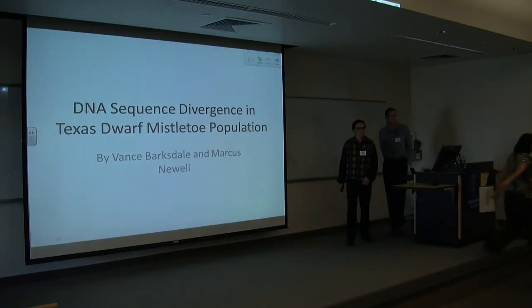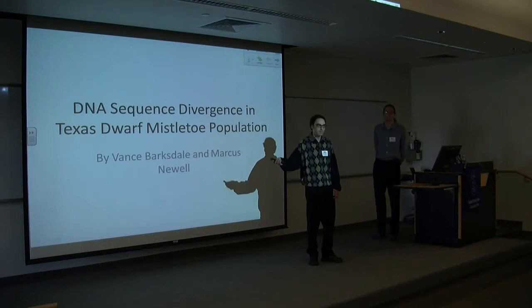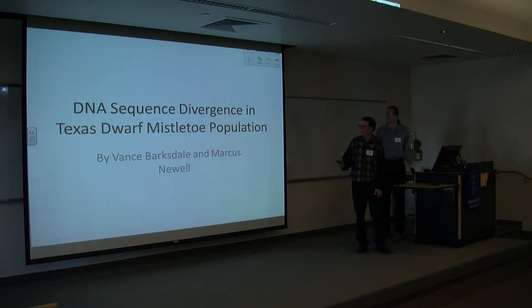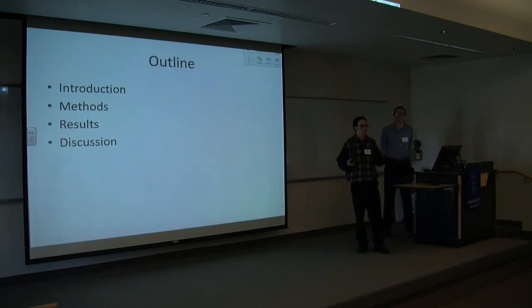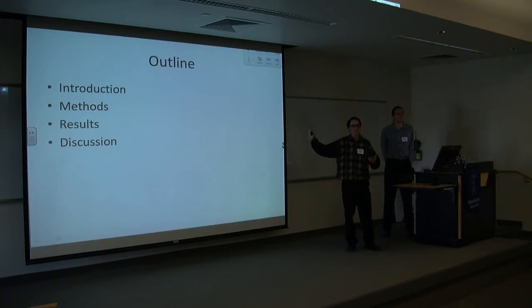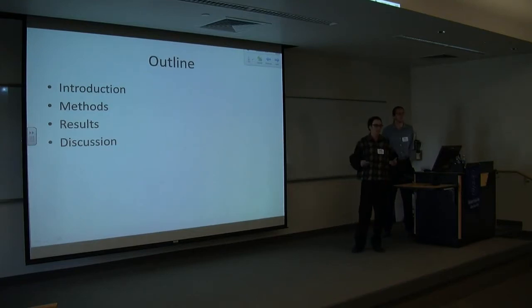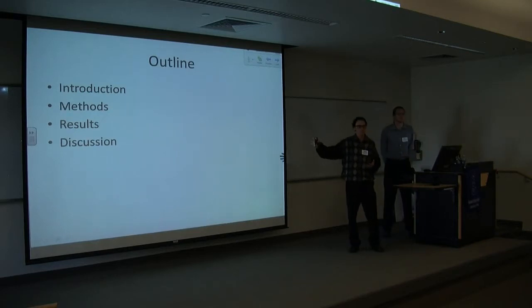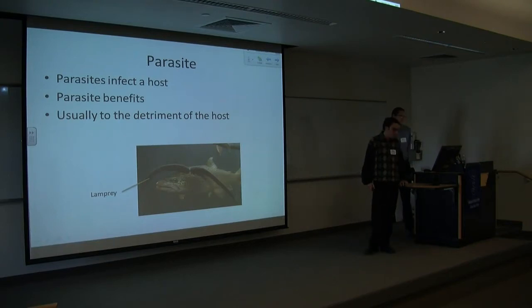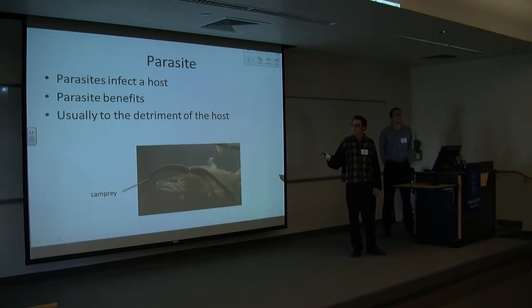All right. So I'm Marcus, and I'm here to talk to you about the DNA sequence divergence that we looked at in Texas dwarf mistletoes. Now, one thing I want you to know before we start is that it's going to be in the order of a scientific article. We're going to have an introduction, to let you know what we're talking about, methods, which is everything we did, the results, everything we got out of it, and the discussion, what those results really meant to us. One thing you need to be clear of at first is what a parasite is.